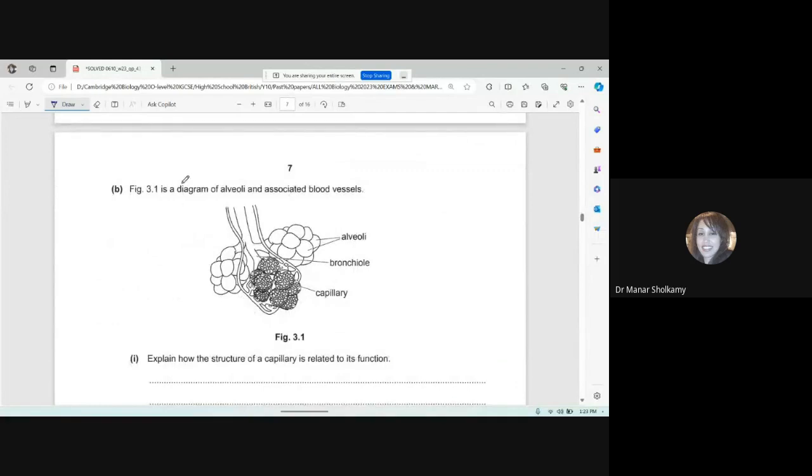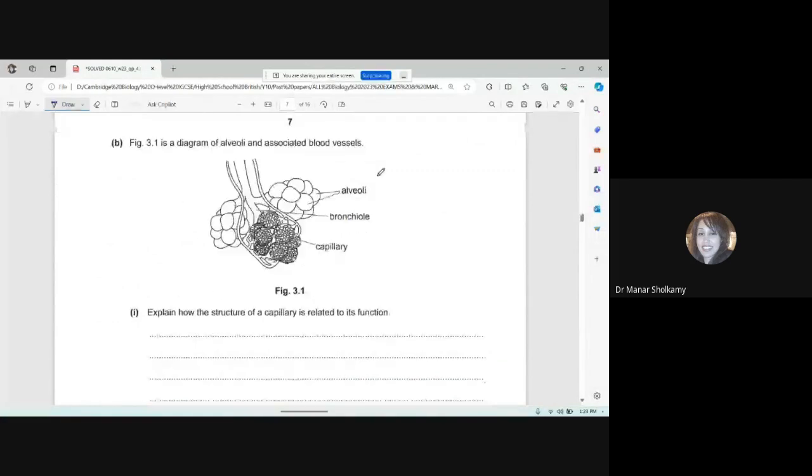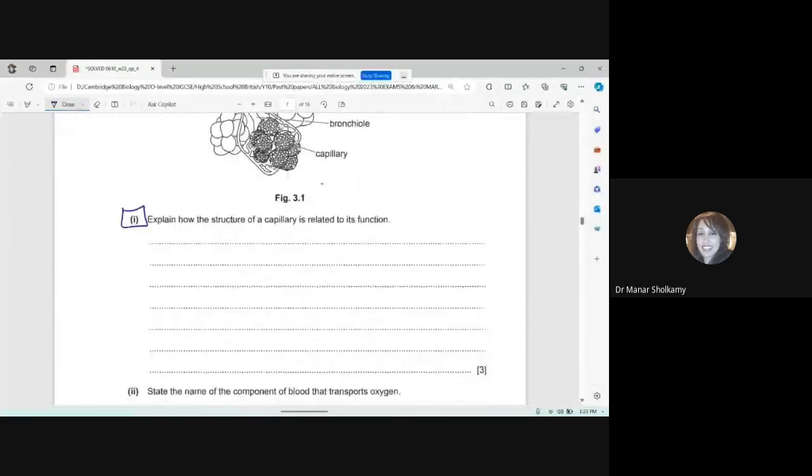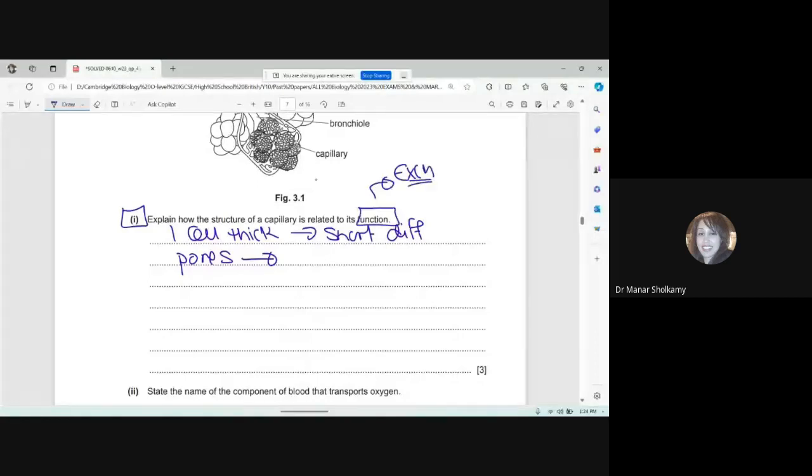Now, figure 3.1 is a diagram of the alveoli and associated blood vessels. Explain how the structure of a capillary is related to its function. This is a straightforward question also, the adaptations of a capillary. One cell thick, or thin, so it allows a shorter diffusion distance. Correct. Another one: contains pores to make it leaky for exchange of materials. Excellent. When you mention its structure, they mention the word function, so mention its function. The function is for the exchange of materials. What exchange exactly?